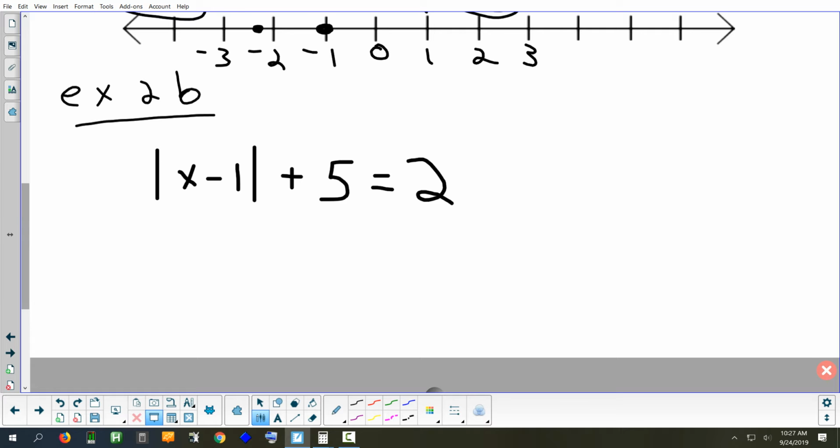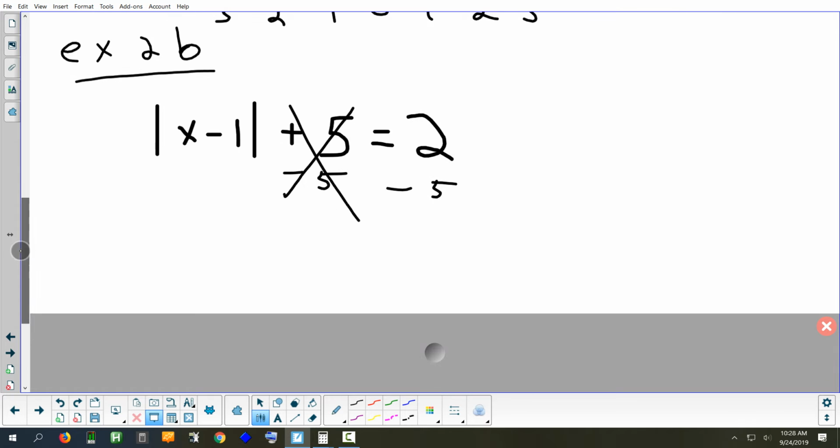We don't want the +5. Now, is the +5 right up against the bars, like attached to it? No. So we've got to use the opposite operation of +5, which is subtract how much? 5. Subtract 5, subtract 5. +5 minus 5 is gone. And Lucas, what's on the left side now? Just x minus 1, which is exactly what you want. And what's 2 minus 5?